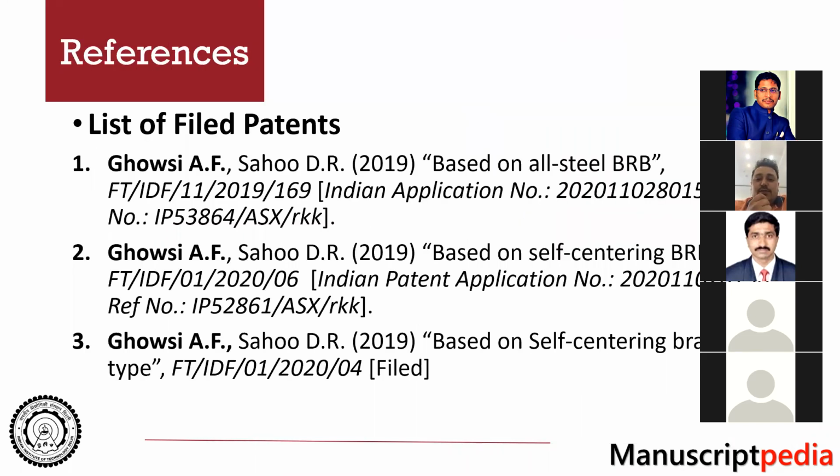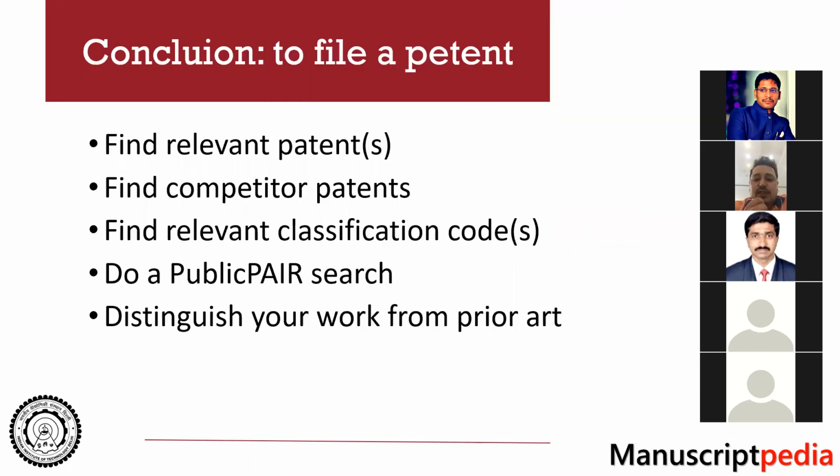Yeah, I think it ends with this: overall, we can say that you should find the relevant patents, find the competitors, and find the relevant classification codes related to whatever you're filing the patent for. For the related publications, you should find and distinguish the difference between your work and their work, what they have done and what you are doing.